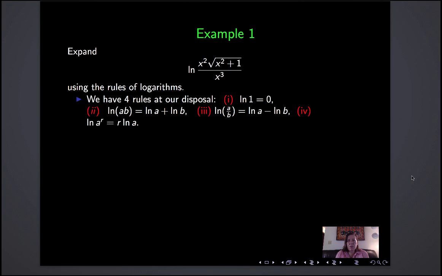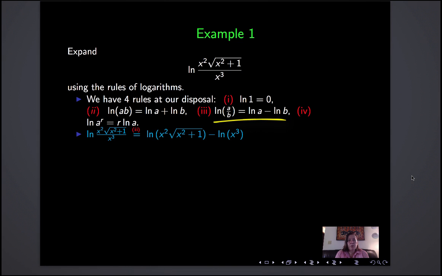So we have 4 rules at our disposal. Natural log of 1 is 0. Natural log of a times b is the sum of the logarithms. Natural log of a over b is the difference of the logarithms. And the natural log of a to the r is r times the natural log of a.